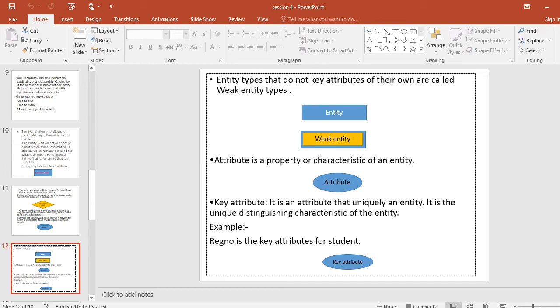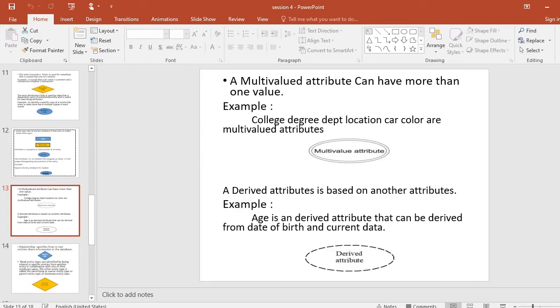The diagram shows the key attribute of a student. A multi-valued attribute can have more than one value. The name indicates multi-valued. Examples: college degree, department, location, and car color are multi-valued attributes. Multi-valued attribute means what? The diagram shows the multi-valued attribute.